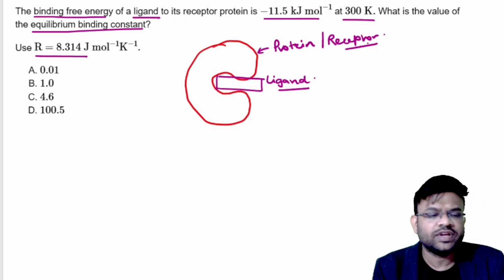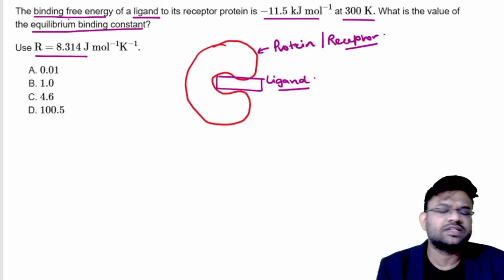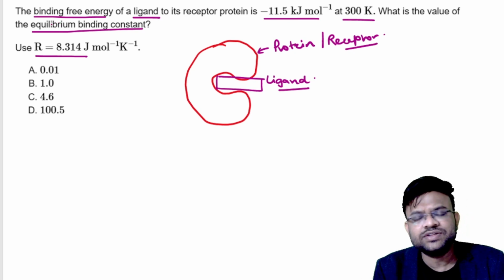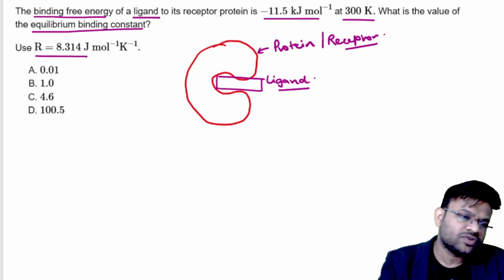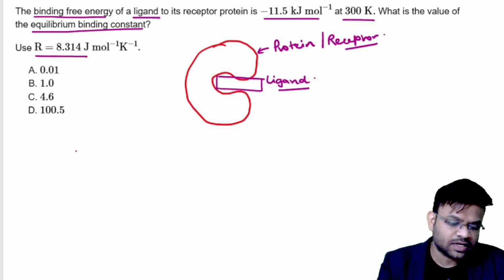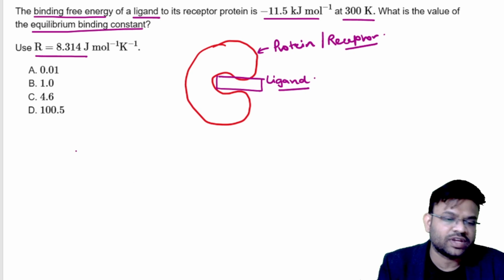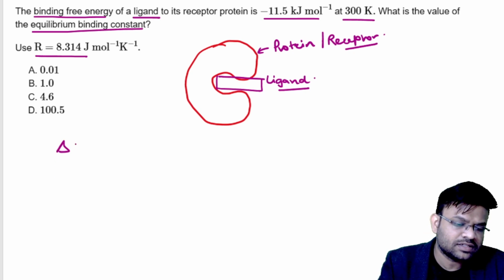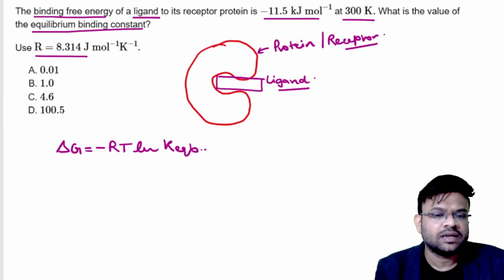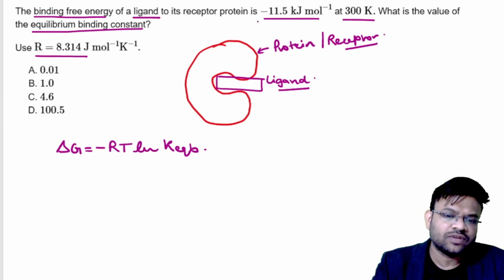So the binding free energy, see, they are mentioning that it is a free energy. Now obviously free energy can be used to do work. Now you should be knowing that free energy can be converted. There is a simple formula for free energy. Delta G is equals to minus RT ln K equilibrium. This is the formula for delta G.